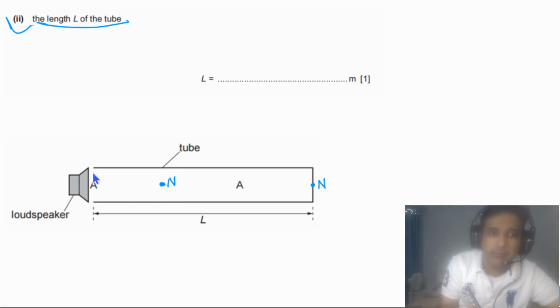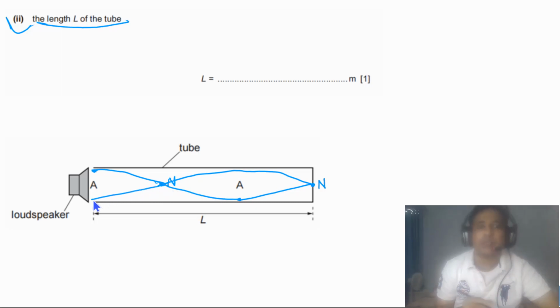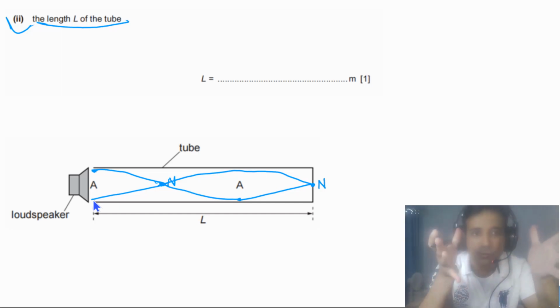So here we have an antinode, so the amplitude is the maximum, and then the amplitude has to be 0 here, and then the amplitude has to be maximum here, then again it has to be 0 here, and then we can sketch the amplitude here has to be maximum, it has to be 0, and then it has to be maximum at the antinode. So this is the rough sketch of how the wave inside this tube will look.